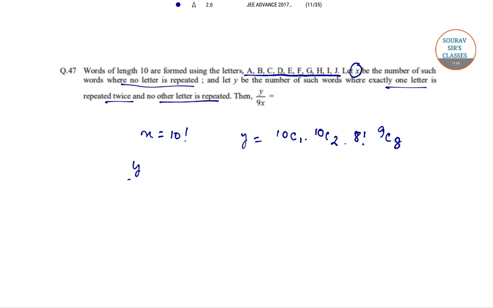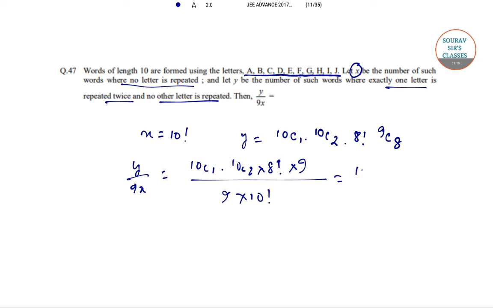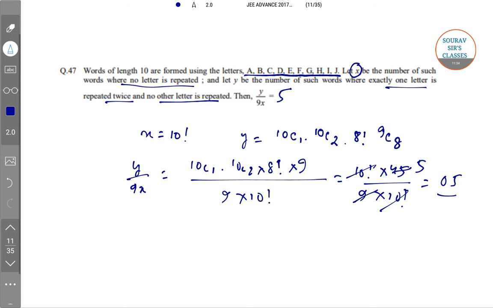So Y by 9X is 10C1, 10C2, 8 factorial, 9C8 which is 9. It's 9 into 10 factorial. So this is 10 factorial into 45, 9 by 10 factorial. So the answer is 5. So the answer to the given question, Y by 9X, equals 5.